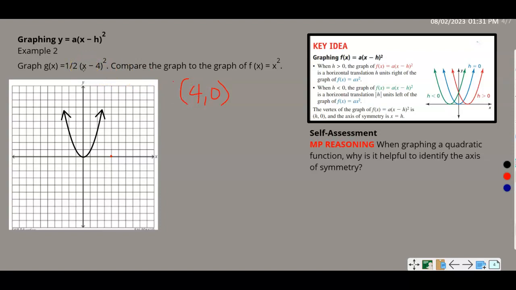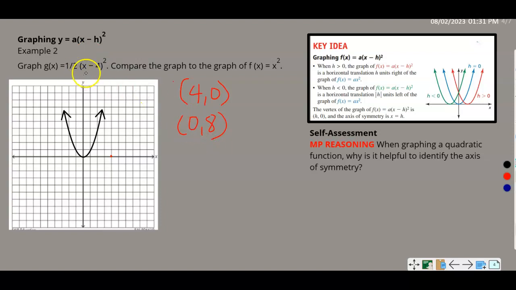So if I plug in 0, 0 minus 4 is negative 4. Negative 4 squared is positive 16. 16 times 1/2. Half of 16 is 8. All right, so if I have 0, I plugged it in and I got 8.